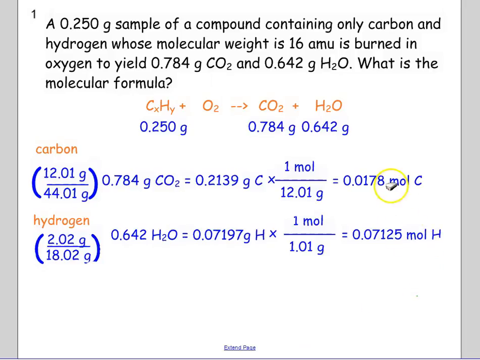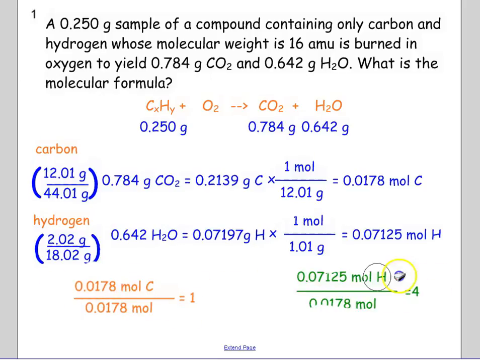Once I've converted it to moles, I divide both by the smaller. If I had a longer piece of paper or longer screen, I would do it right here, but instead I'm going to do it down below. Divide both by the smaller, which in this case happens to be the carbon, and I end up with 1 carbon and 4 hydrogens. So my empirical formula is CH4.